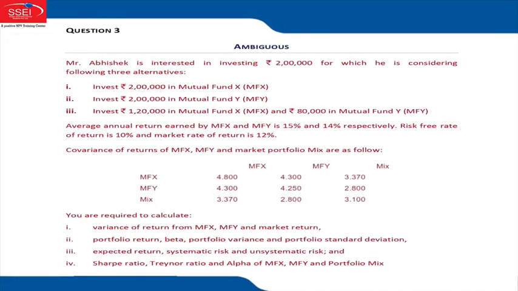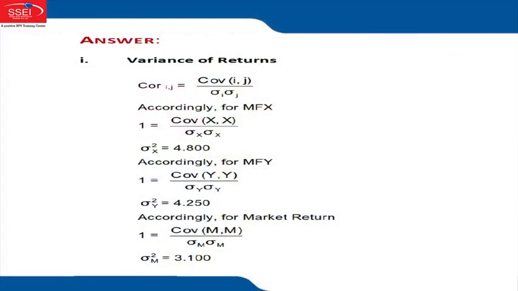You are required to calculate the variance of return from X, Y and market. Now this is a joke because the variance on X is 4.8, variance on Y is 4.25 and variance of market is 3.1. How do we calculate? It's already given. Okay, 4.8, 4.25 and 3.1. That's the answer. Okay, let's check the answer of the institute, how they have done. Now these people have gone mad and God knows what they have done. Ultimately it's 4.8, 4.25, 3.1. You can check the answer.